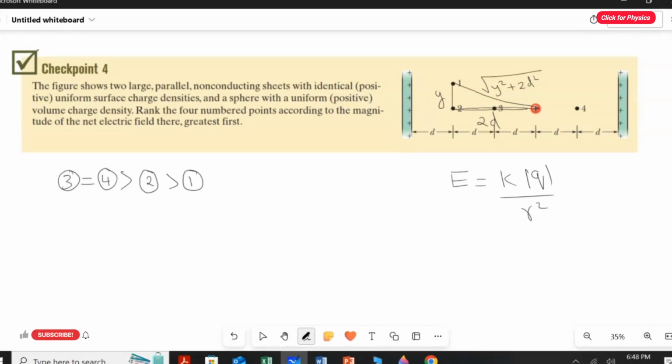So this is the answer for checkpoint 4. That's it. Thank you.